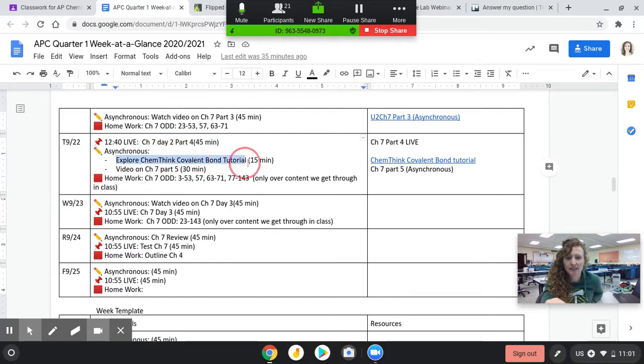Today, during your asynchronous time, there's this Explore ChemThink tutorial. I know it's a covalent bond tutorial, which we're not quite to bonding yet, but it actually explores a little bit of the structure of the atom and the forces inside the atom, and how to graphically portray those forces inside the atom. And I think that's all really great. It totally is talking about what we're talking about now.